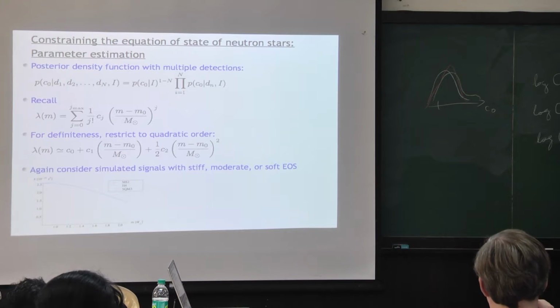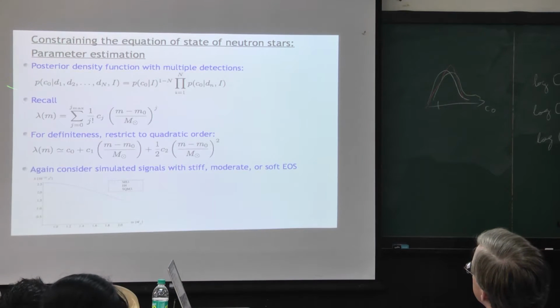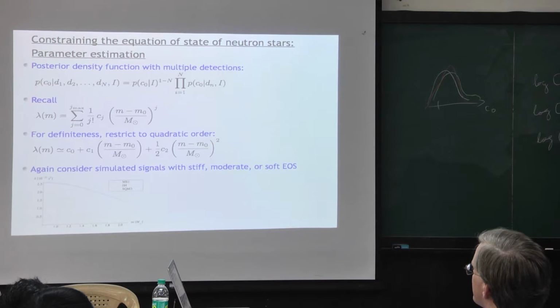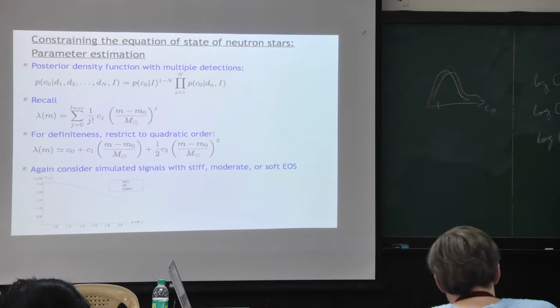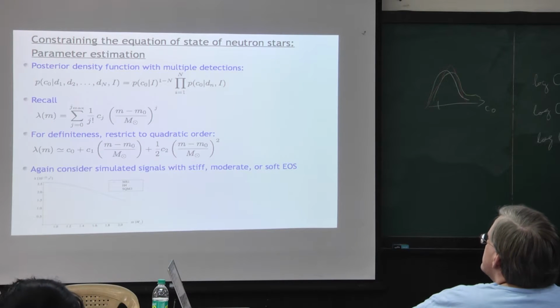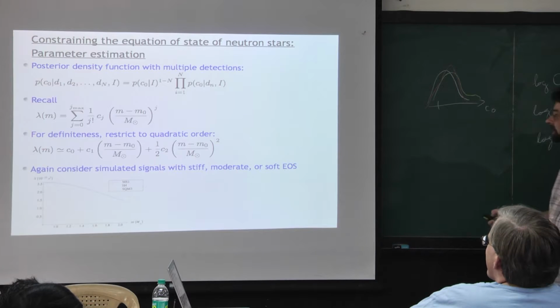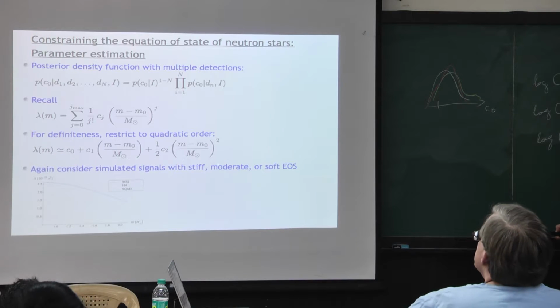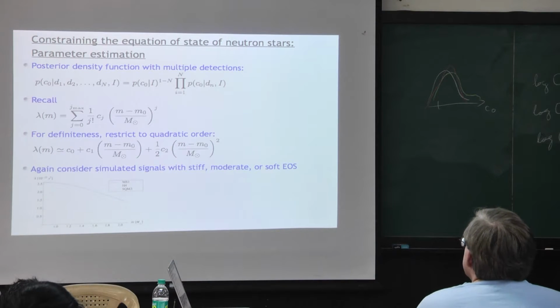So what will that mean in practice? This is what I just said. This is how we're going to compute posterior density functions using all the detections we will have. And recall that we did this Taylor expansion of lambda of m. For definiteness, and also since these are costly simulations, we don't want to take up too many computational resources, we're going to restrict this Taylor expansion to quadratic order. So this will be our lambda of m.